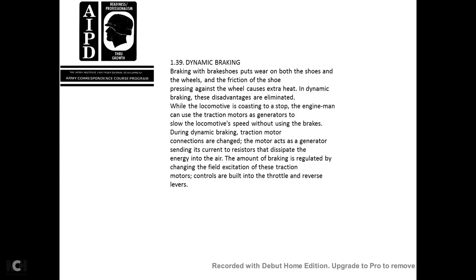During dynamic braking, the traction motor connections are changed. The motor acts as a generator, sending the current to a resistor, which dissipates the energy into the air. The amount of braking is regulated by changing the field excitation of the traction motors. Controls are built into the throttle and reverse levers. The dynamic braking system is independent of the air brake system, which may also be used on the train. Military diesel electric locomotives are not equipped with dynamic braking. They use only the air brake system.